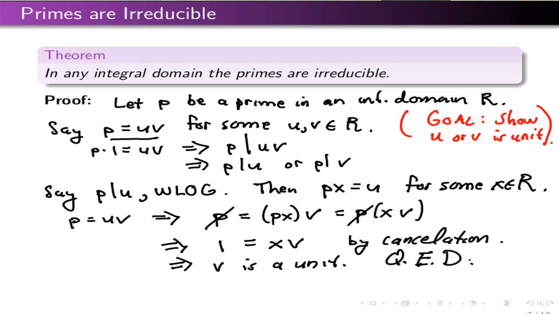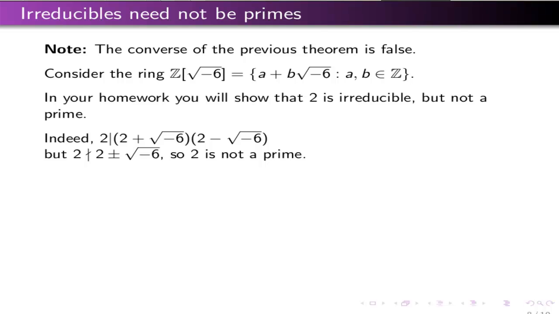Okay, so primes are always irreducible, but the converse is false. Irreducibles need not be primes. And for this, you have to construct different types of rings to get counterexamples here. So one example would be to take the ring of integers with the square root of -6 adjoined. So it's like the Gaussian integers, except it's all objects of the form a plus b times the square root of -6, where a and b are integers. And you can observe that this is, in fact, a ring. It's closed under multiplication and addition.